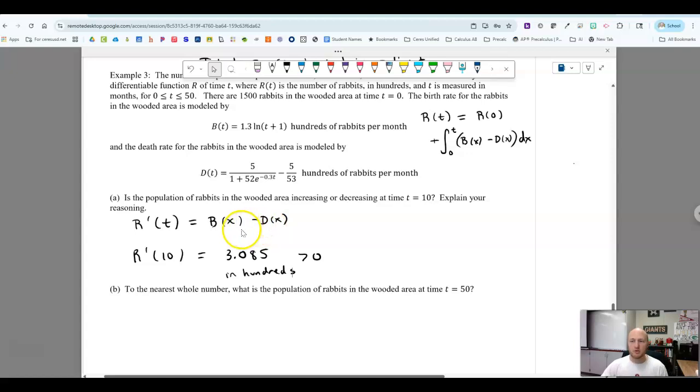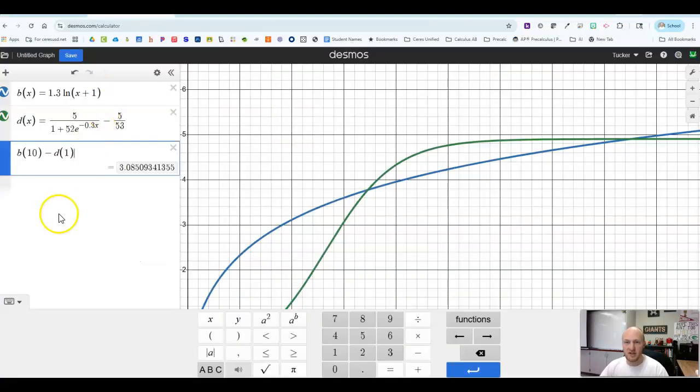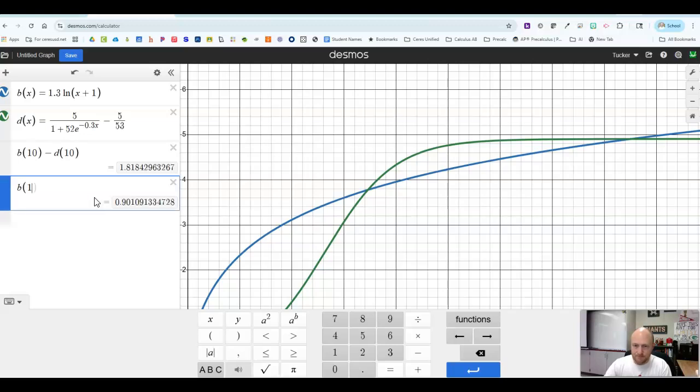The other way to do this problem is to compare your birth rate and your death rate, b of 10 versus d of 10. Oh wait, maybe this is not right. Oh, it's still positive, but it was a wrong number. Let's fix that. I forgot the 10. 1.818. The other way to do this is to analyze, okay, what's b of 10? There it is, 3.11, and analyze d of 10, 1.29.